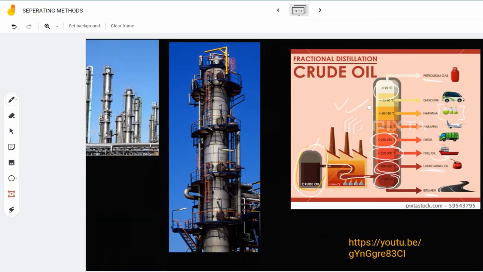Yes. Okay, my main question in the test will be: which things can we separate from crude oil? You have to learn all the names: petroleum gas, gasoline, naphtha, paraffin, diesel, fuel oil, lubricating oil, bitumen.